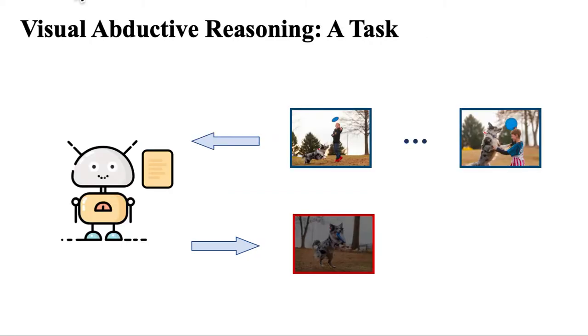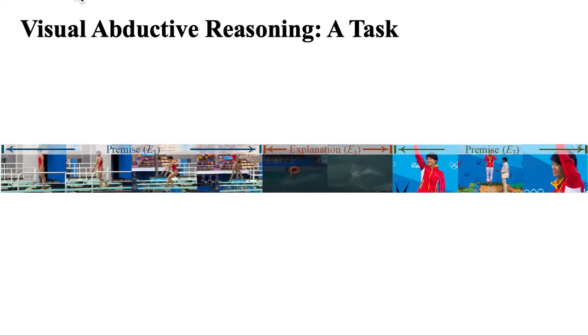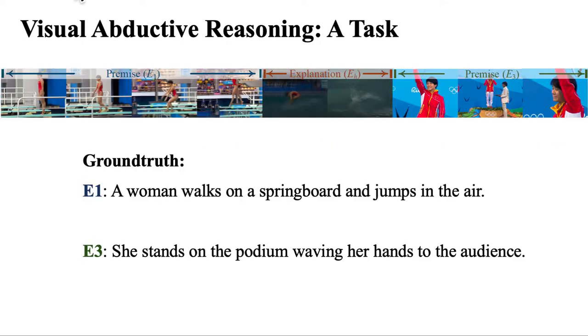In this work, we are trying to examine this ability of machine intelligence in the form of natural language expressions. For example, given some logically related events, the AI system is asked to describe these premise events. And more importantly, it also needs to infer and write down the explanations.